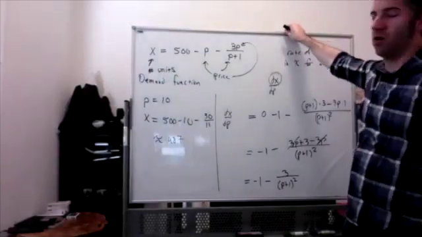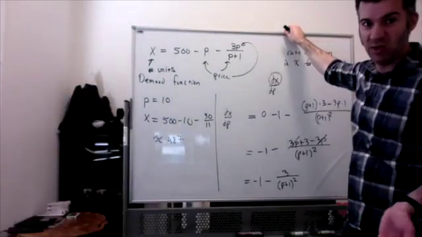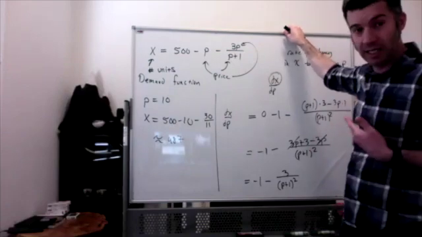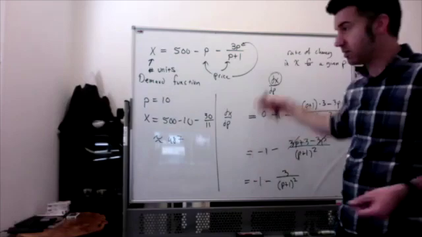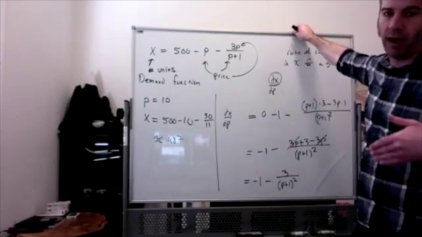But if someone said, what's the marginal when p is 10, you would just plug in 10 here and you would get some value for x, for how x is changing.